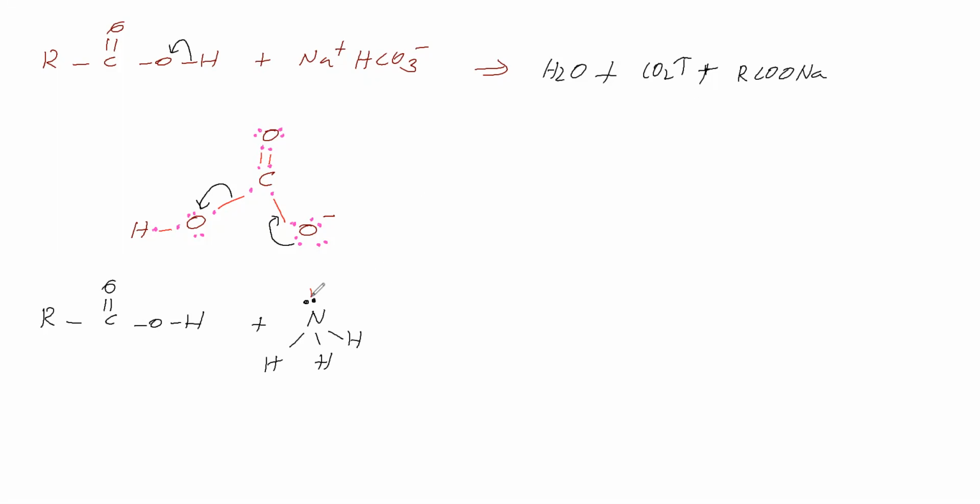Now this nitrogen lone pair is donated to this hydrogen. This bond is shifted to this oxygen. Therefore, we are getting RCOO minus. Okay, this O minus is having 3 lone pairs. This nitrogen takes this H plus and becomes NH4 plus. It is called ammonium carboxylate. This is called what? Ammonium carboxylate, we can say.